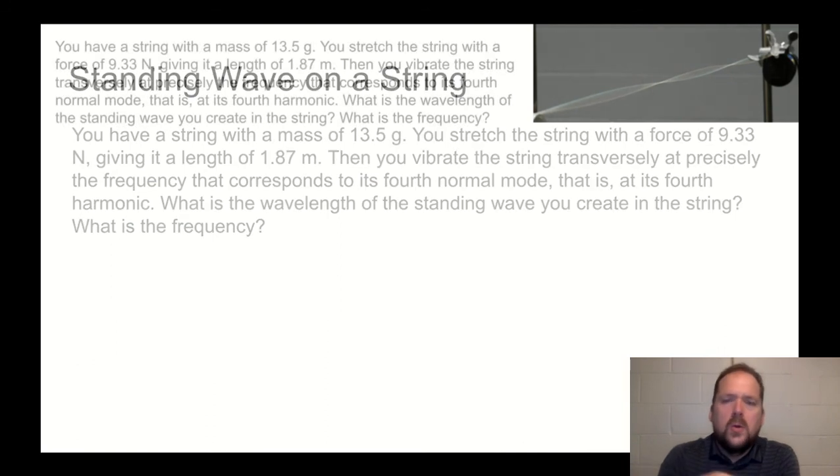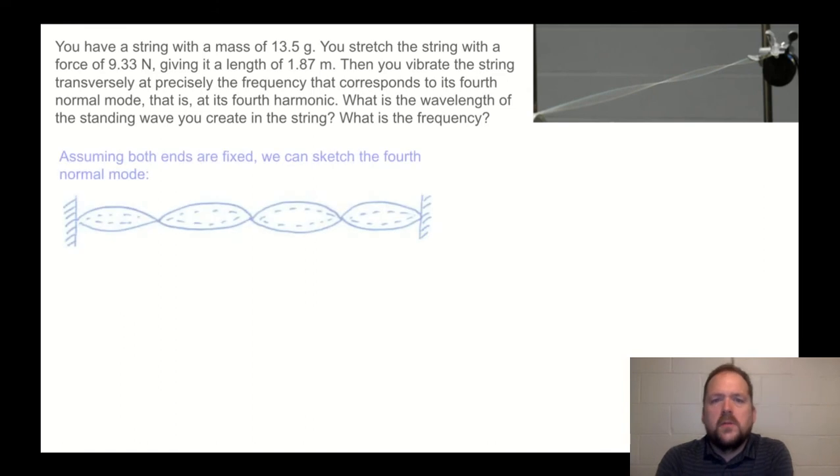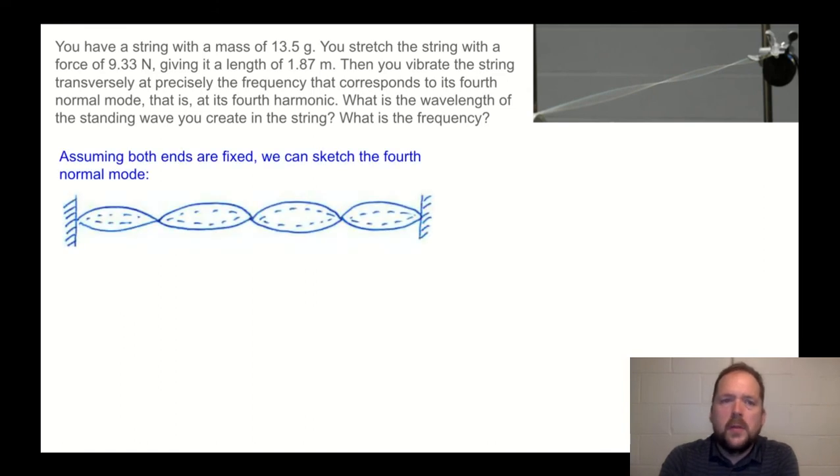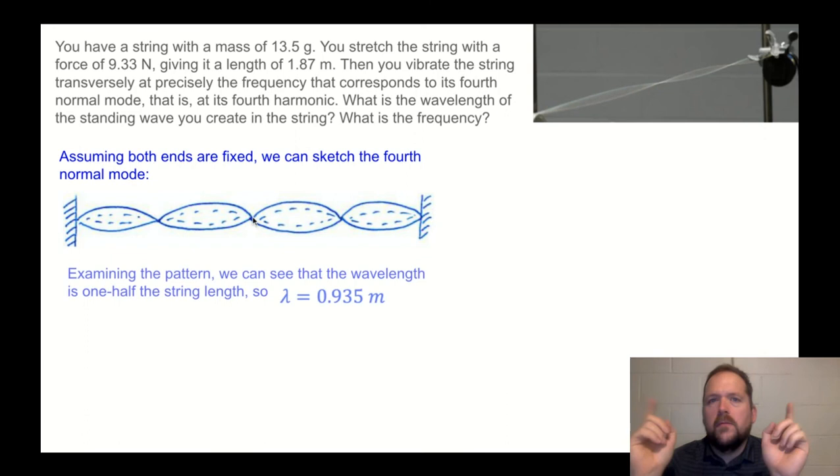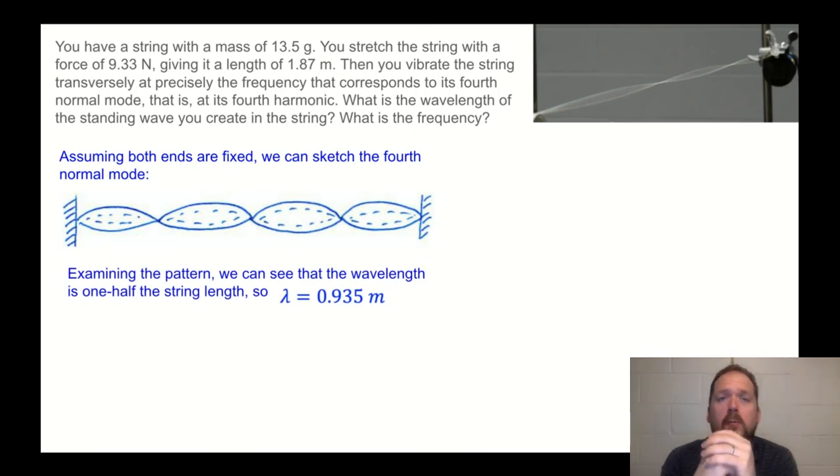Well, you don't have to, but I find it helpful to sketch my pattern when I'm thinking about this. So if we assume both ends of this string are fixed, the fourth normal mode would look something like this. And if you trace this pattern, you can see that, hey, the wavelength is 1/2 of that full length of the string. So the length of the string is 1.87 meters. That must mean the wavelength is 0.935 meters.